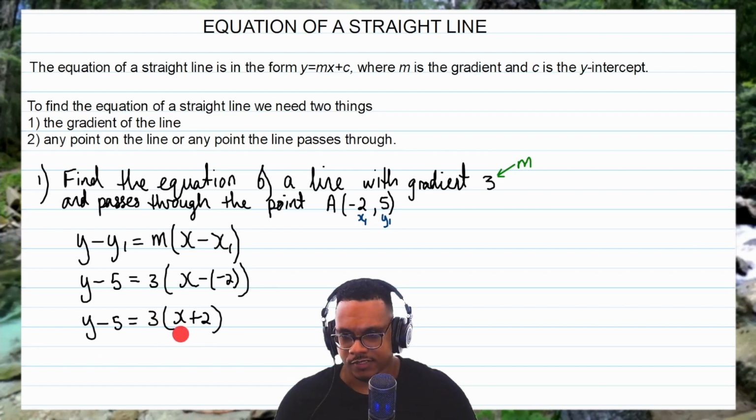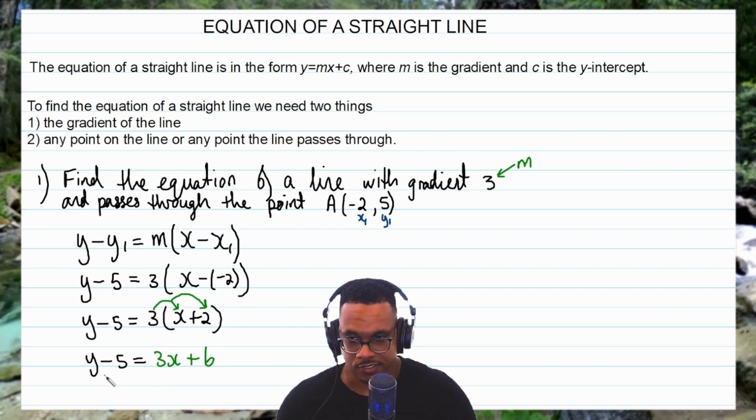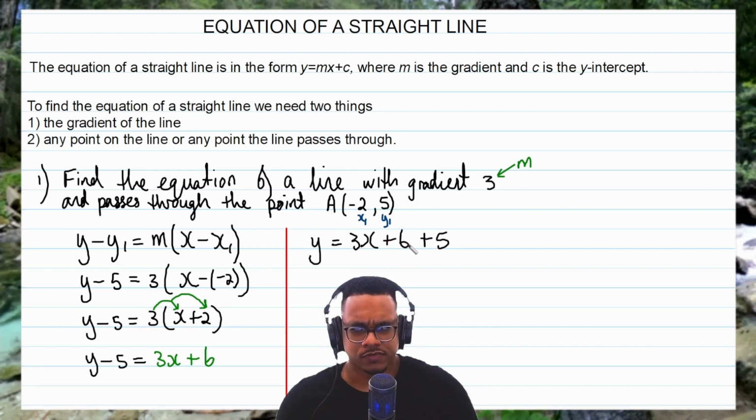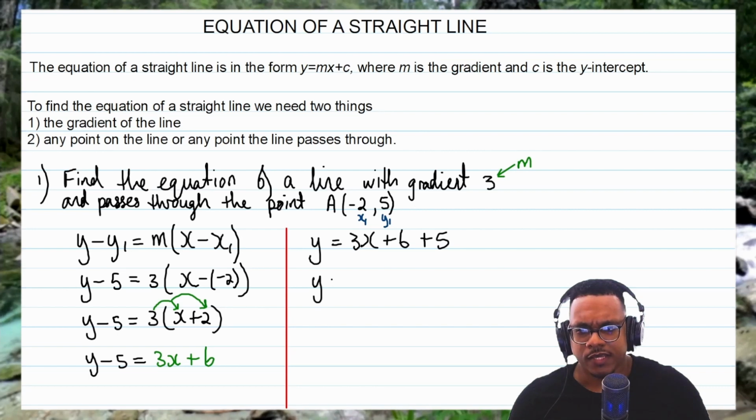So now I'll expand the right hand side. I'll have y take away 5 is equal to, and 3 by x would give you 3x, and 3 by +2 would give you +6. What I'll do now is transpose for y, so I'll get it in the form y is equal to mx plus c. I can transfer this -5 across the equal sign, and the sign in front of it will change from negative to positive. So I'll have y is equal to 3x plus 6 plus 5. The +6 and +5 are like terms, so I'll add them and get 11. So I'll have y is equal to 3x plus 11.